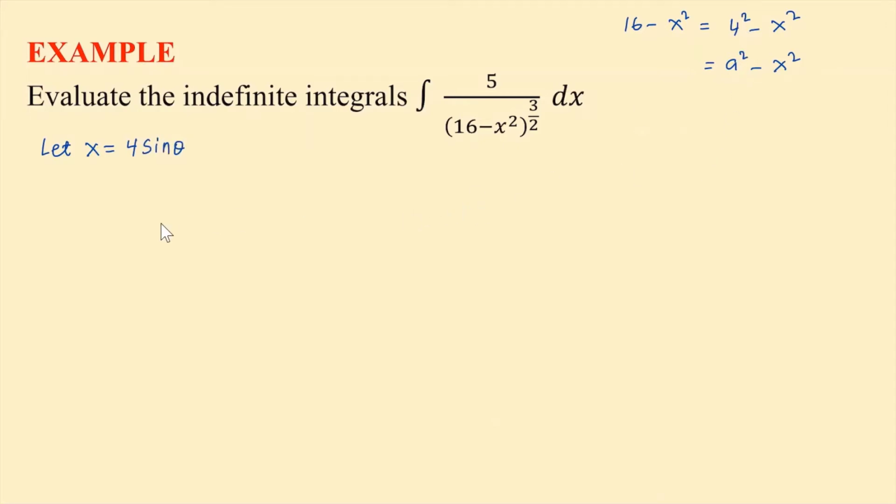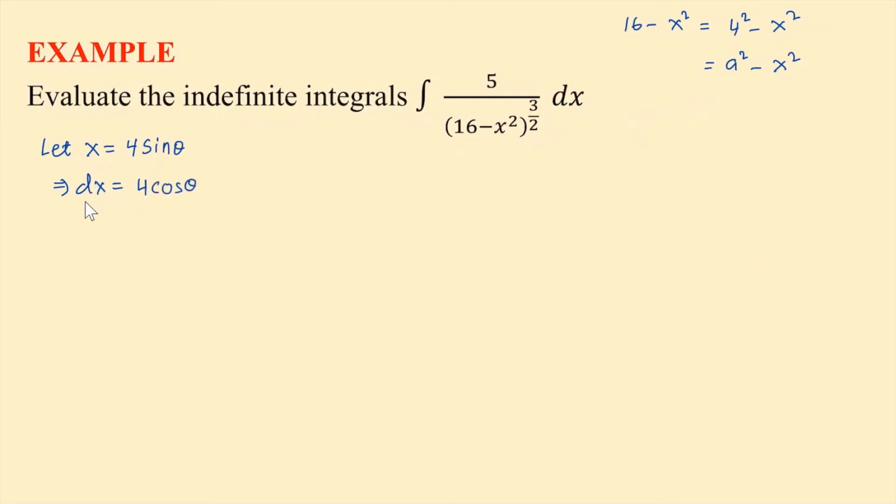So that is the substitution you are going to make. Like u-substitution, this is the trig substitution. In place of x, you are substituting 4 sine theta. Now, if you try to find the derivative of x with respect to theta, you'll see that dx equals 4 times the derivative of sine, which is cosine theta.